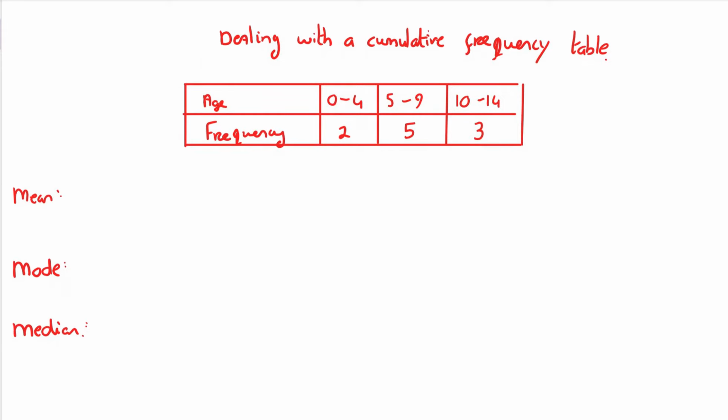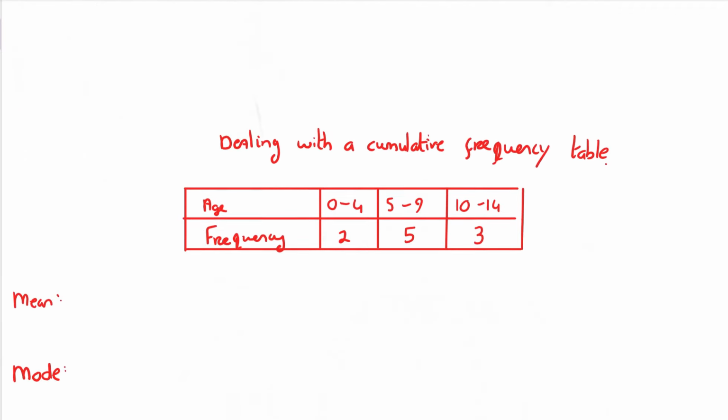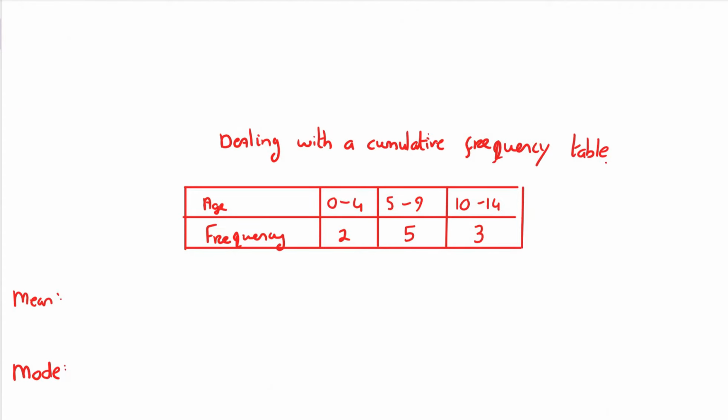If we look then at a cumulative frequency table, let's just compare the two. If we look at the top here, we see the ages of the kids are 10, 11, 12, 13 and 14. So they're the exact ages of them. Whereas if we look down here, this is a cumulative frequency table. Instead of having just one age here, we actually have from to. So what I mean here is the ages from 0 to 4 years of age, from 5 to 9, from 10 to 14. So there's not a specific number.